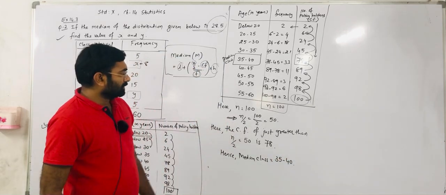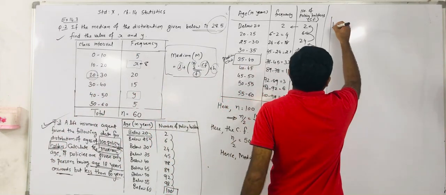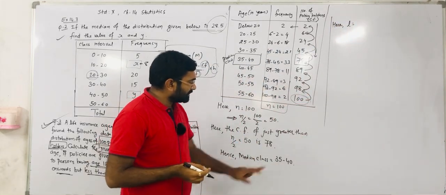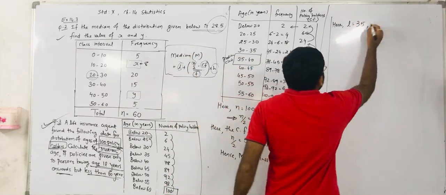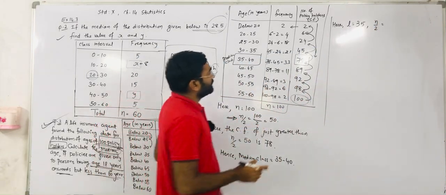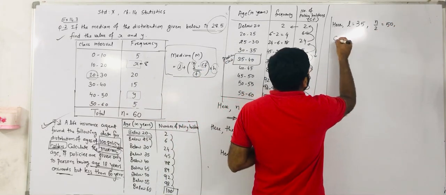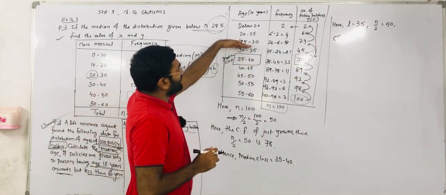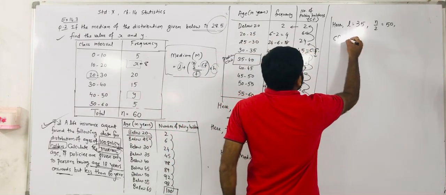Right? After deciding the median class, whatever values we require for the median formula, we have to write. First is the lower limit of the median class. This is the upper limit, this is the lower limit, so we get 35. Then we require the n by 2 value in the formula, which we already defined as 50. Then which value do we require? The cumulative frequency, CF. How do we decide the CF value? It is the cumulative frequency of the class preceding the median class. So the CF value is 45.